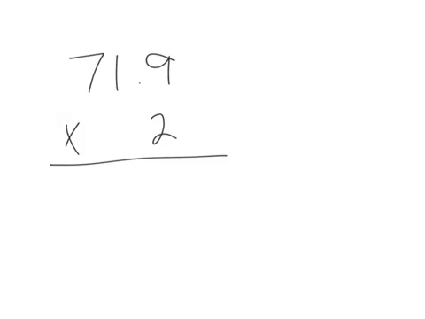So let's say I have 71.9 times 2. I'm just going to work this like a regular multiplication. 2 times 9 is 18, carry the 1. 2 times 1 is 2, add the 3. 2 times 7 is 14. So 1,438. Now I already know that 71 times 2 is nowhere near 1,438.